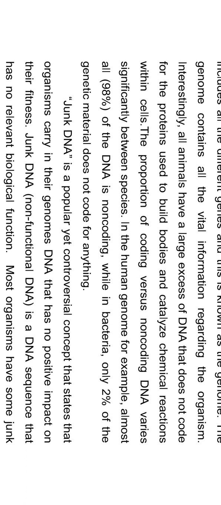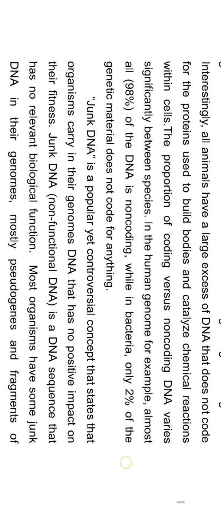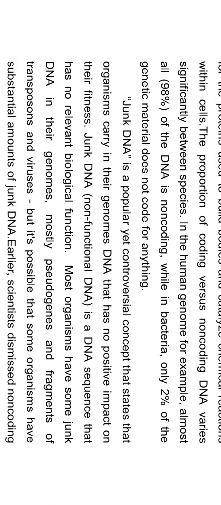The proportion of coding versus non-coding DNA varies significantly between species. In the human genome, for example, almost 98% of DNA is non-coding, and in bacteria, only 2% of genetic material does not code for anything. Then junk DNA is a popular yet controversial concept that states that organisms carry in their genomes DNA that has no positive impact on their fitness.